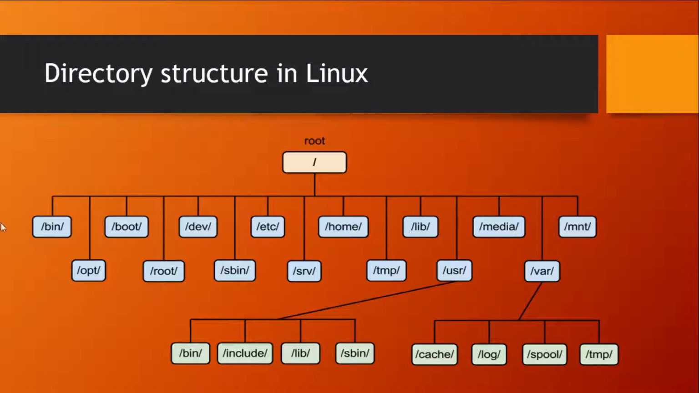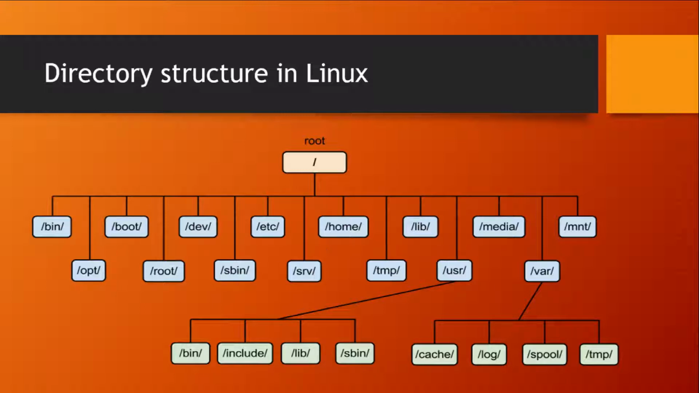Next is /lib, and /lib contains system libraries, and these library files support the binaries located under bin and sbin. So these files under /lib contain the explanation for the Linux operating system on how to handle these commands that are under bin and sbin.